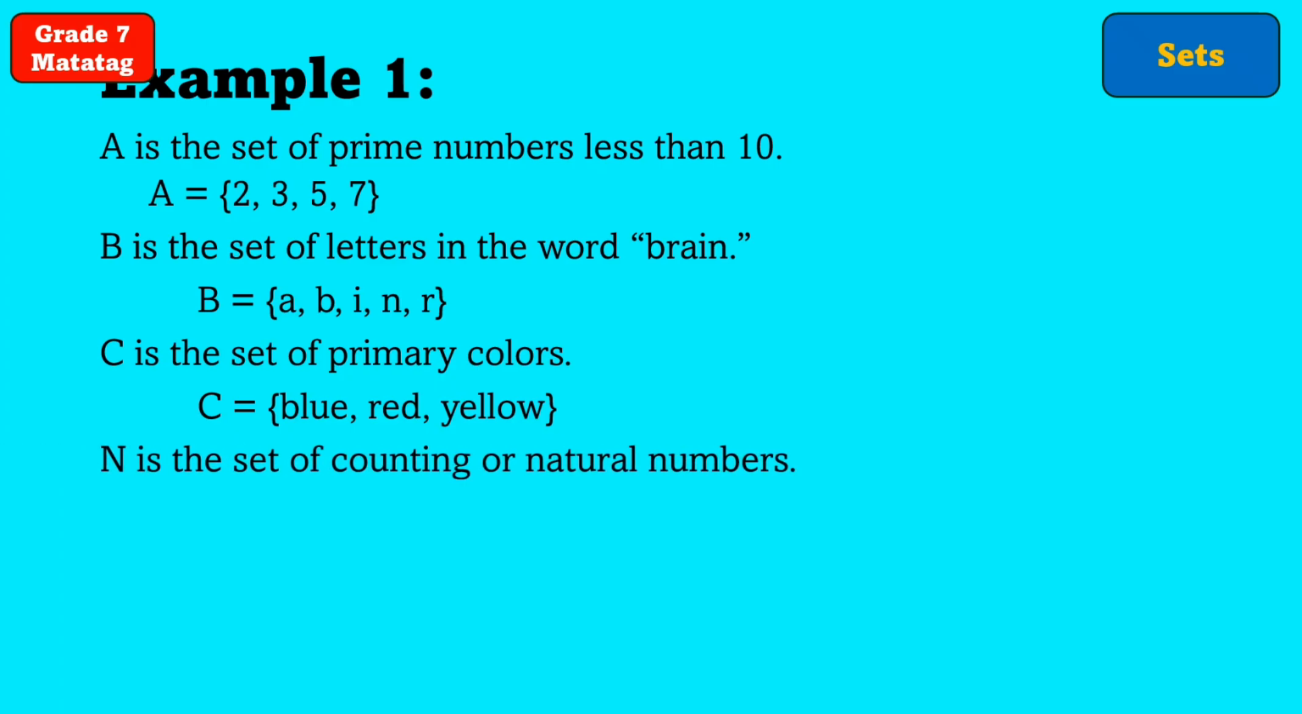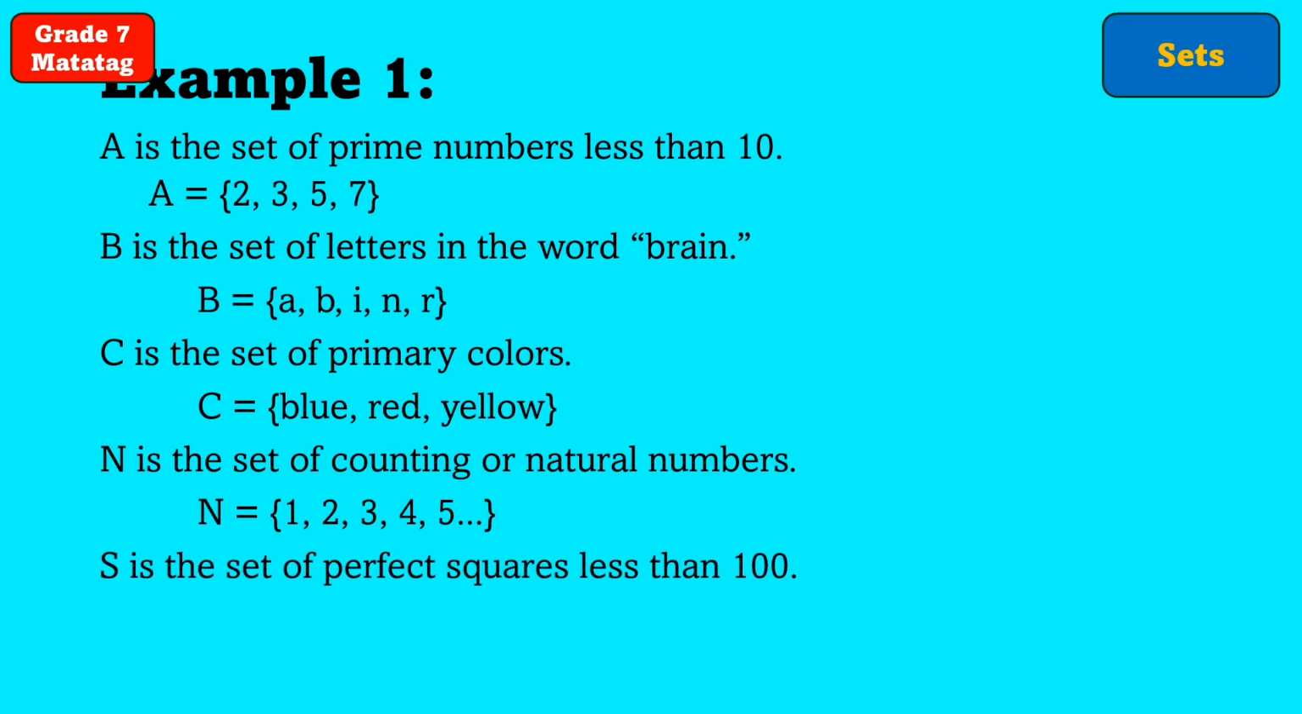D is the set of counting or natural numbers. So we may begin with 1, 2, 3, 4, and so on and so forth. And S is the set of perfect squares less than 100. So it may start with 0, 1, 4, 9, 16, 25, 36, 49, 64, and 81.